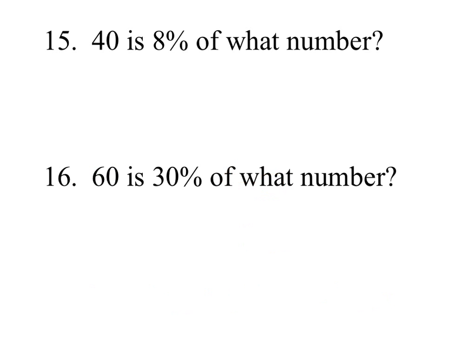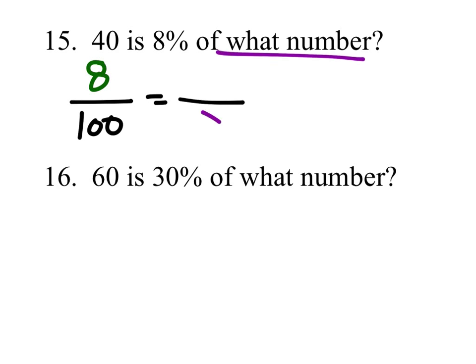Next up, 15, same idea. Percent proportion, this one is 8%. And it says 40 is 8% of what number? That's our unknown. So the 40 is right here. So we'll replace 40 right here. And using fish method, cross multiplication, doesn't matter which one you use, but the answer is 500.